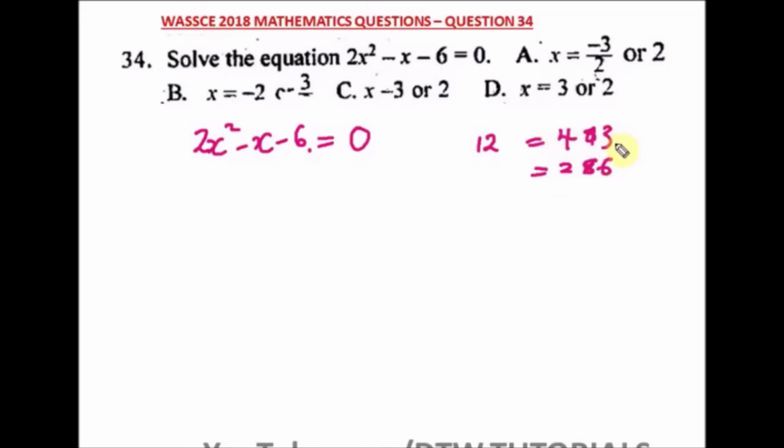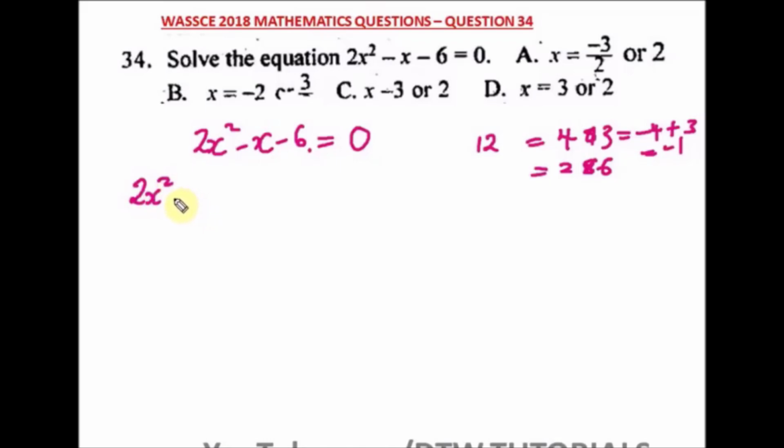Okay, using a 4 and 3 to get a minus 1 here, it means we have to do minus 4 plus 3. That will give us a minus 1. Okay, so we use minus 4x plus 3x.